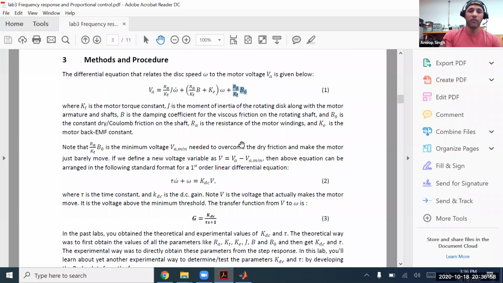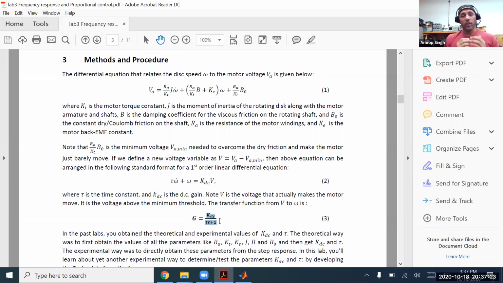Okay, so if you define the actual voltage minus this minimum voltage as the real voltage, or the actuating voltage we give to the motor, then we can rewrite this first order differential equation in this standard format, where KDC is the DC gain of the system and tau is the time constant of the system. And similarly, we can get a transfer function KDC over tau s plus 1 from it.